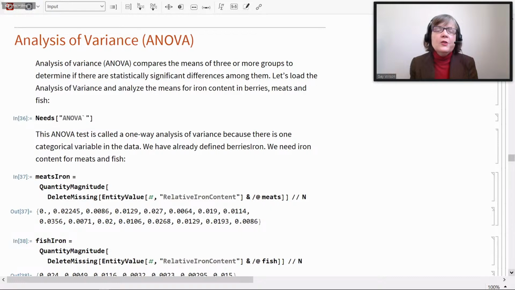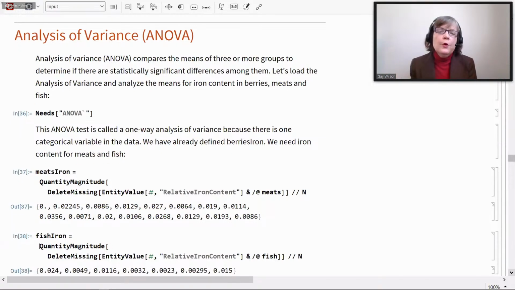We're going to move on to analysis of variance, ANOVA. That's comparing the means of 3 or more groups to determine if there are statistically significant differences among those 3 or more groups. So first, when you're using this in Wolfram language, load up the ANOVA package. Now we're going to use a one-way analysis of variance because we're going to look at one categorical variable.